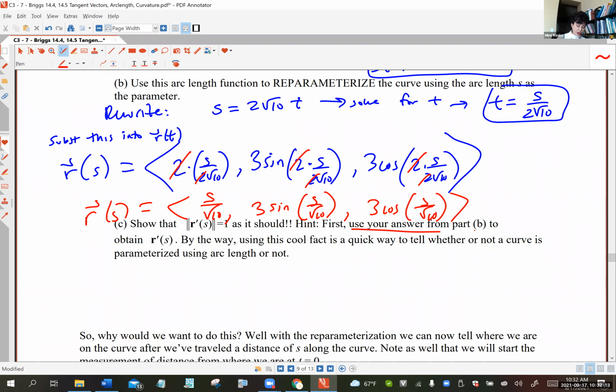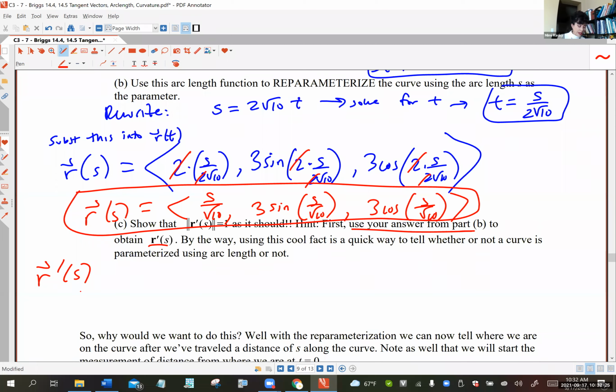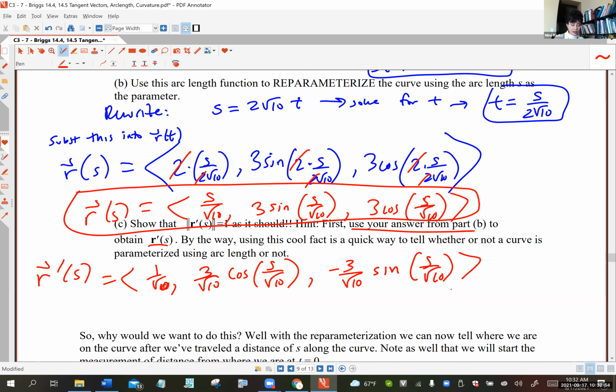So it says, hint, first use your answer from part B to obtain r prime of s. Okay, we have r of s right here. There it is. So what is r prime of s equal to? Well, we'll just take a derivative of each component. The derivative of the first component is just 1 over square root of 10. And then when we differentiate a sine function, we're going to get a cos, and then we're going to use the chain rule. So we have 3 over square root of 10 cos of s over square root of 10. And then finally, differentiating a cos is going to give me a negative sine, chain rule, negative 3 over square root of 10 sine s over square root of 10. Fine. So there's the derivative.